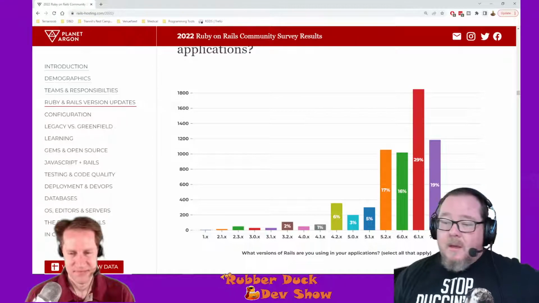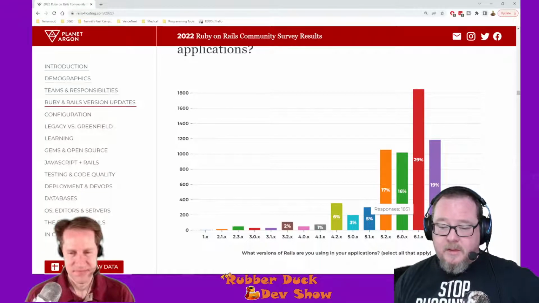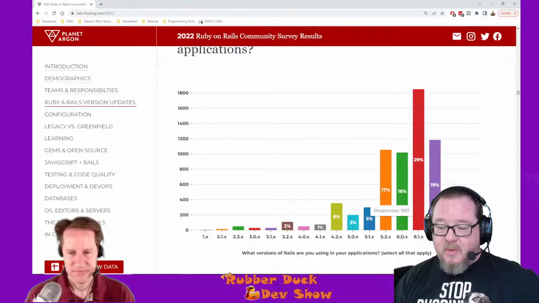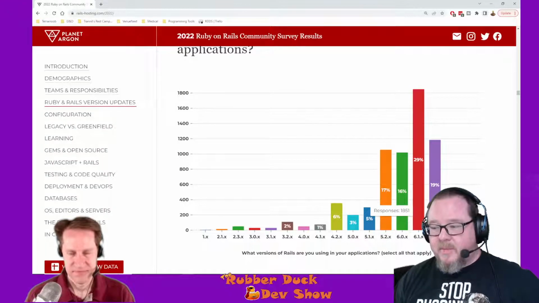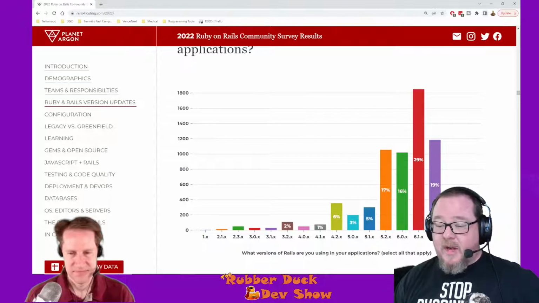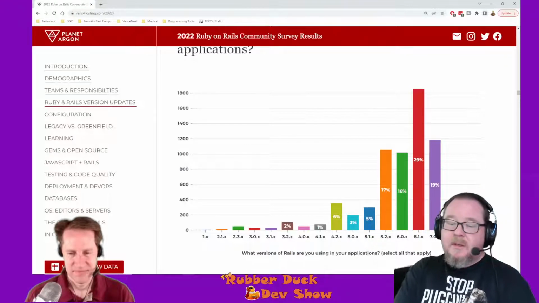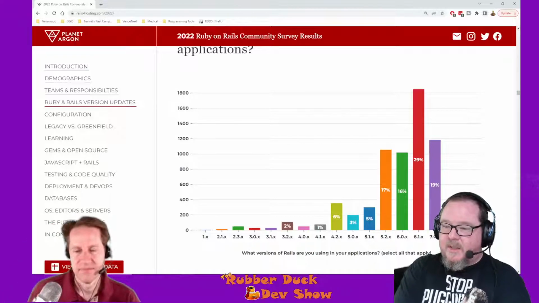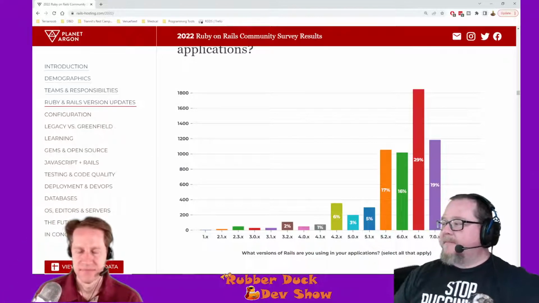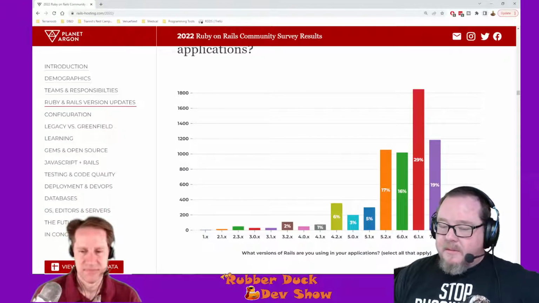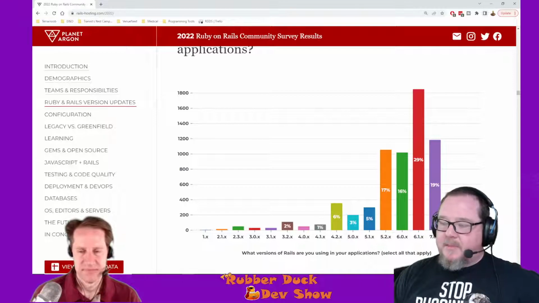So a third of people are on the 6.1 spectrum. That doesn't surprise me. That's kind of where I expected this to land. The majority of people are in the 6 and 6.1 region. That seems pretty consistent with how this graph has been moving. So I can't say I'm surprised by that.